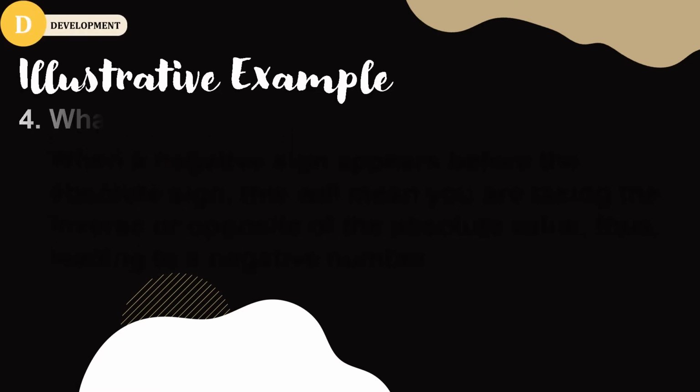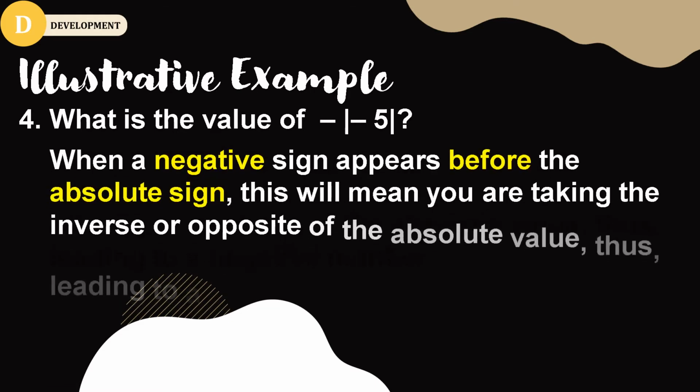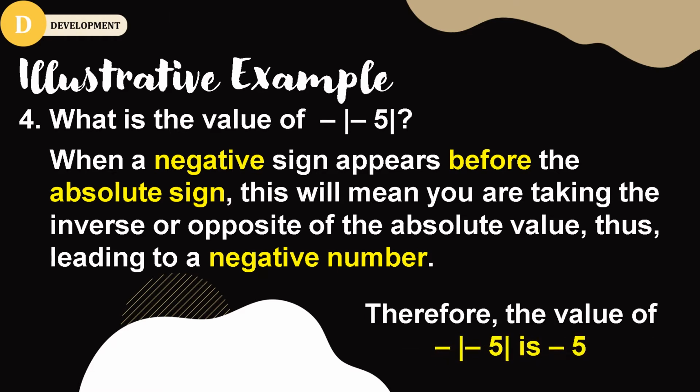Illustrative example number 4. What is the value of the negative of the absolute value of 5? When a negative sign appears before the absolute sign, this will mean you are taking the inverse or opposite of the absolute value, thus leading to a negative number. Therefore, the value is -5.